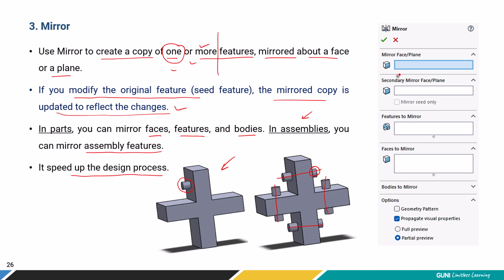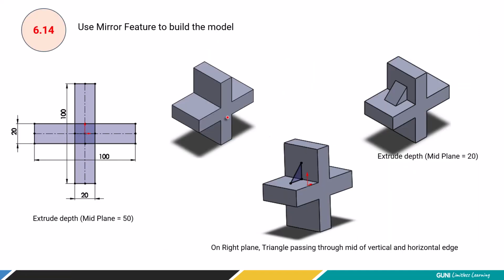The mirror property manager will ask you to select the face or plane. You can also select the secondary plane, which is normal to the previous one. Then under the selection of feature, select the feature you want to mirror, or else select the bodies you want to mirror. If you are working in surface modeling, then you have to choose the faces to mirror. Now the rest of the options are the same as we have explored earlier. Through exercise 6.14, we will explore how to use mirror to create a mirror copy of features efficiently.